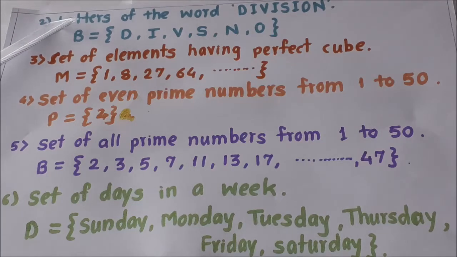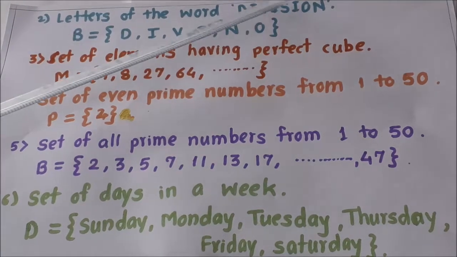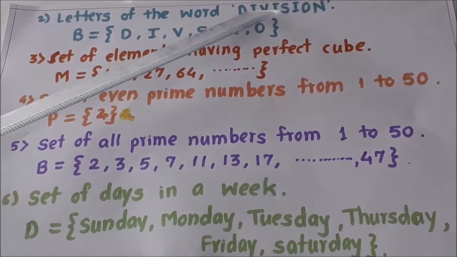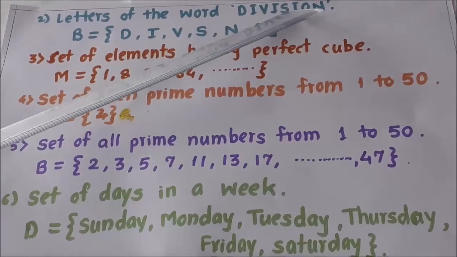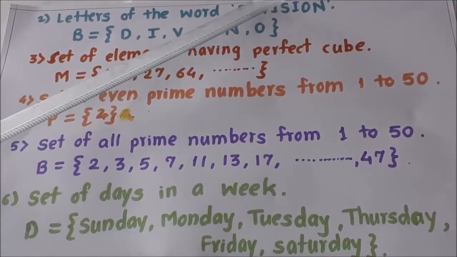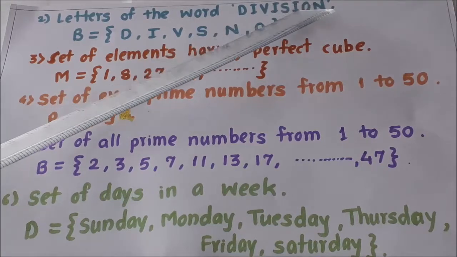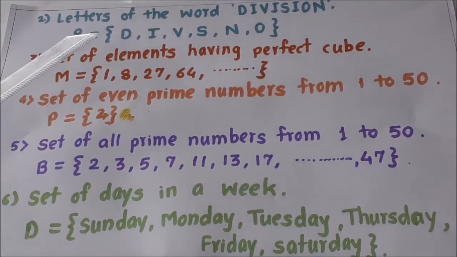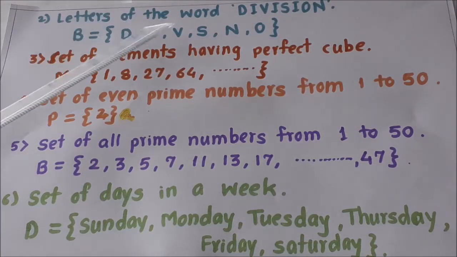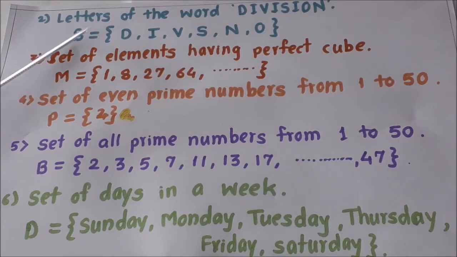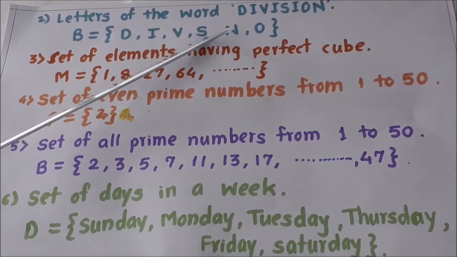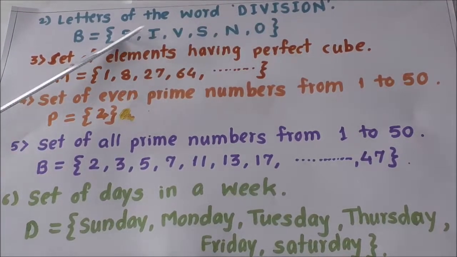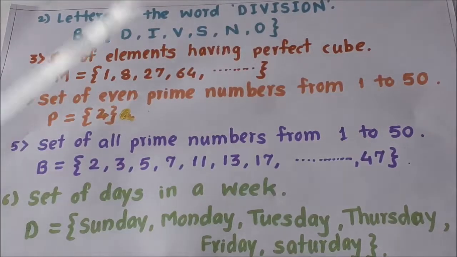Here we have to write the set of letters of the word division. Now in this word division, D-I-V-I-S-I-O-N, here letter I is repeated thrice. But while writing the set, we have to write it once only. For example, B is the name of the set, then B is equals to D-I-V-S-N-O. So these only elements we can write.